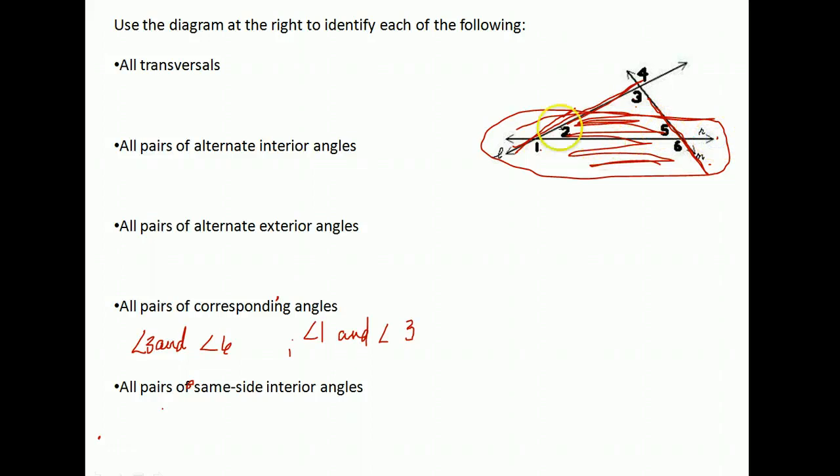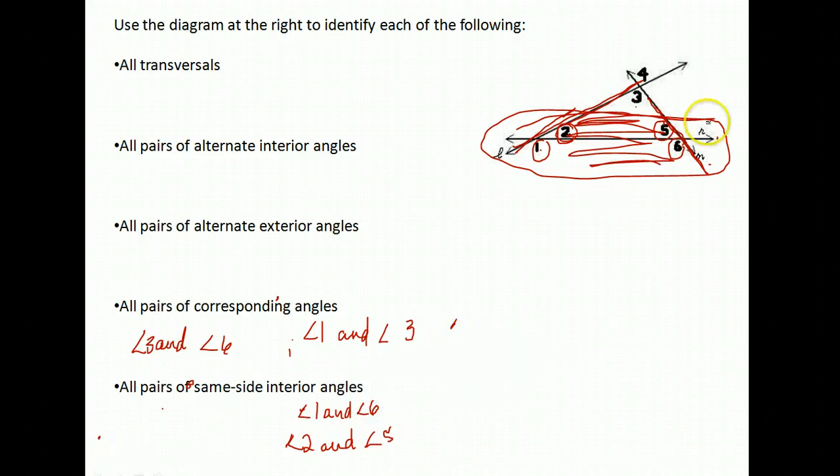Okay, we want them on the same side. So notice 2 is above the transversal, 5 is above the transversal. That makes them a pair of same side interior angles. So angle 2 and angle 5 are same side interior. Notice 1 and 6 are both below their transversal. They're on the same side of the transversal and on the interior, or between the pair of lines, that makes them same side interior. Angle 1 and angle 6 are same side interior angles.